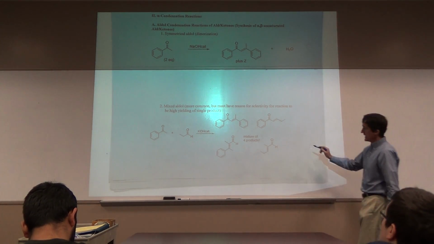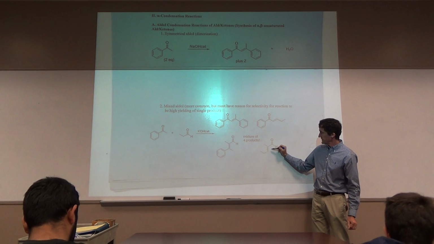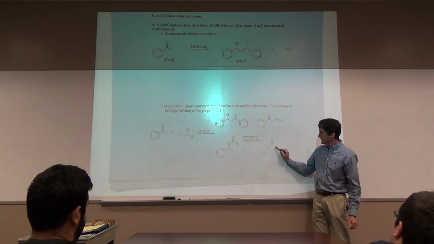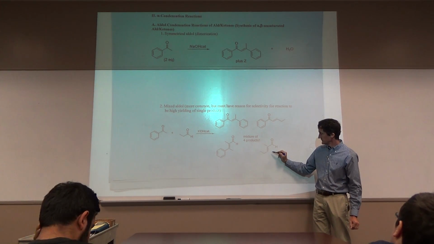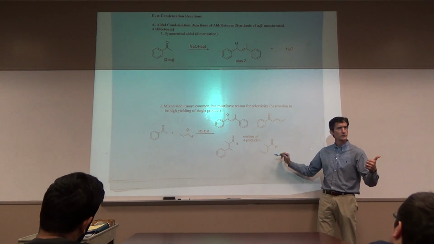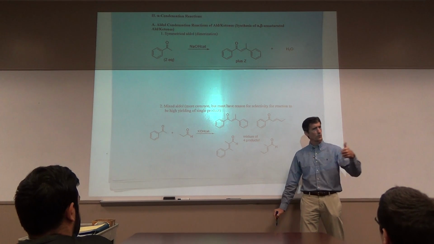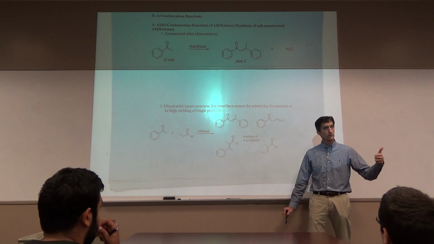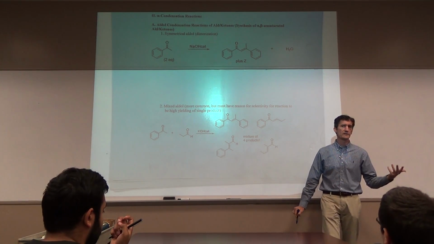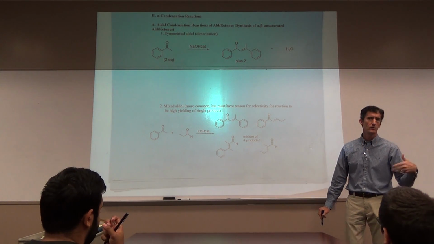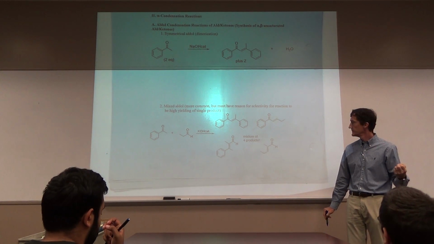First off, if you're given such a product here, you need to be able to say, okay, what would be the two components to make this by an aldol? What are the two components? You need an enolate carbon, and the enolate carbon is always next door to what? Carbonyl. Or it could be next door to an ester, so that's also a carbonyl, or a cyano. Okay?